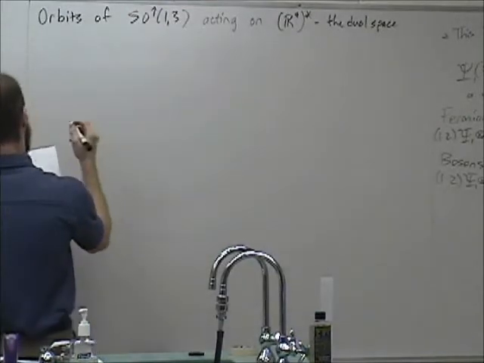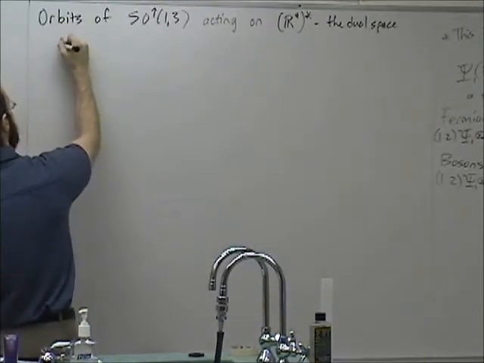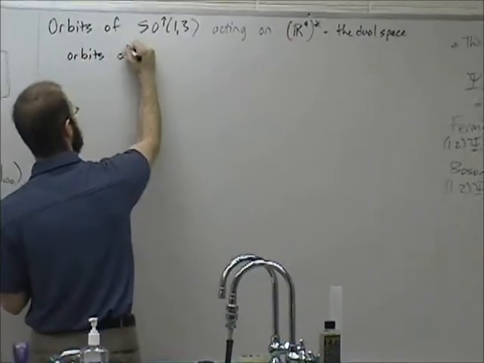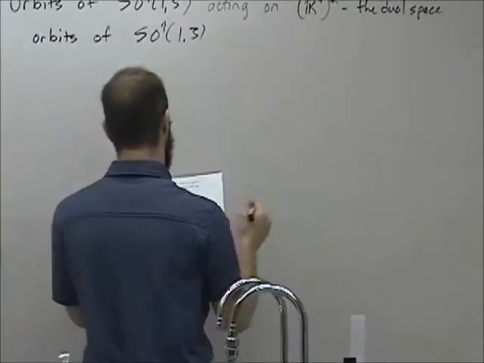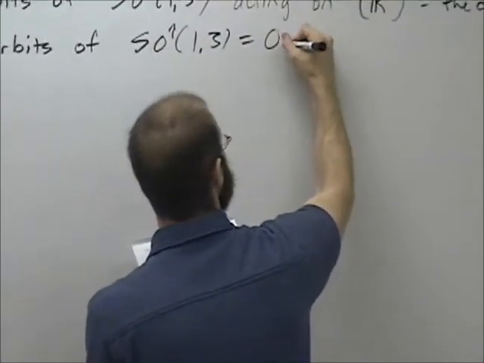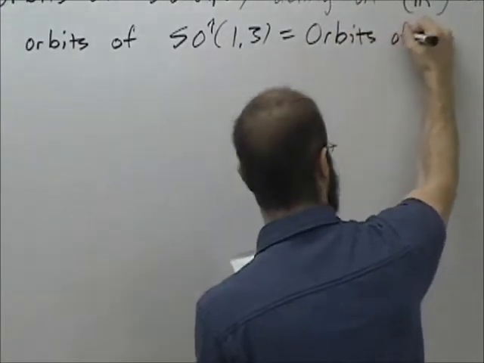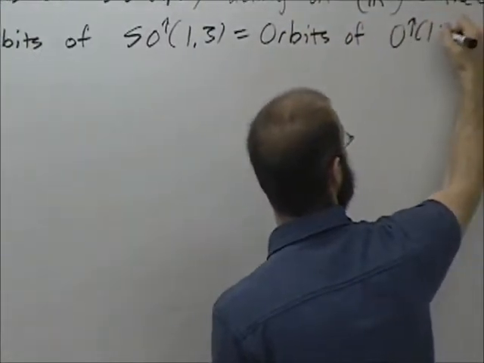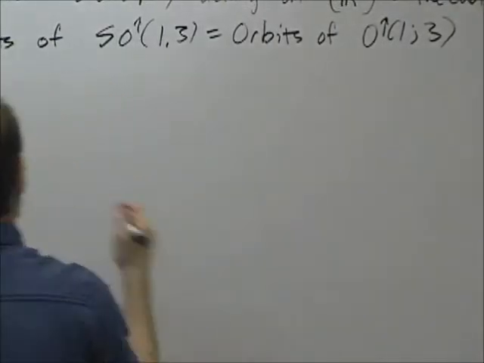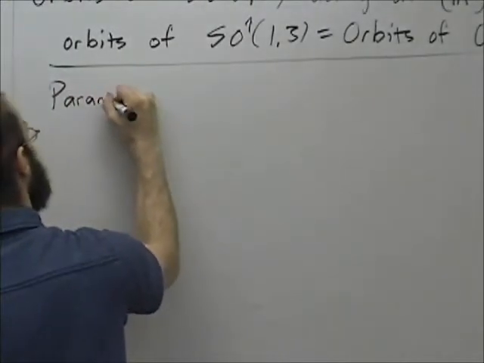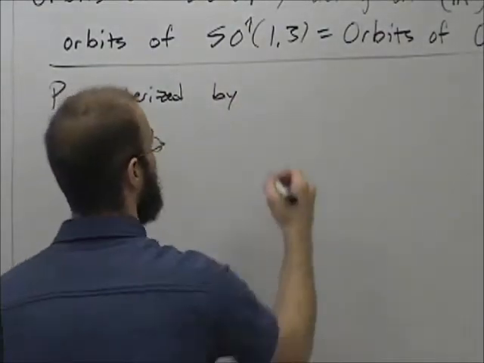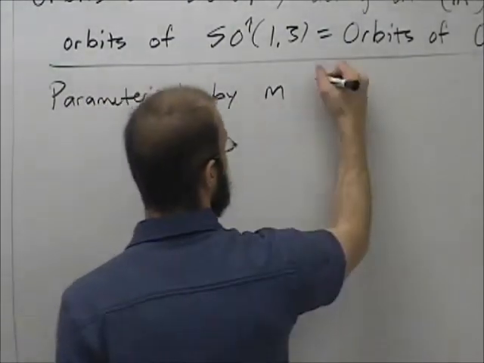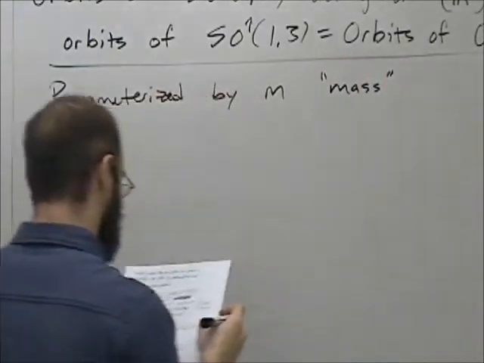It turns out that the orbits of the restricted Lorentz group are equal to just the orbits of the orthogonal Lorentz group, and this is a big deal, and they're parameterized by this number m. Guess what? It's the mass physically.